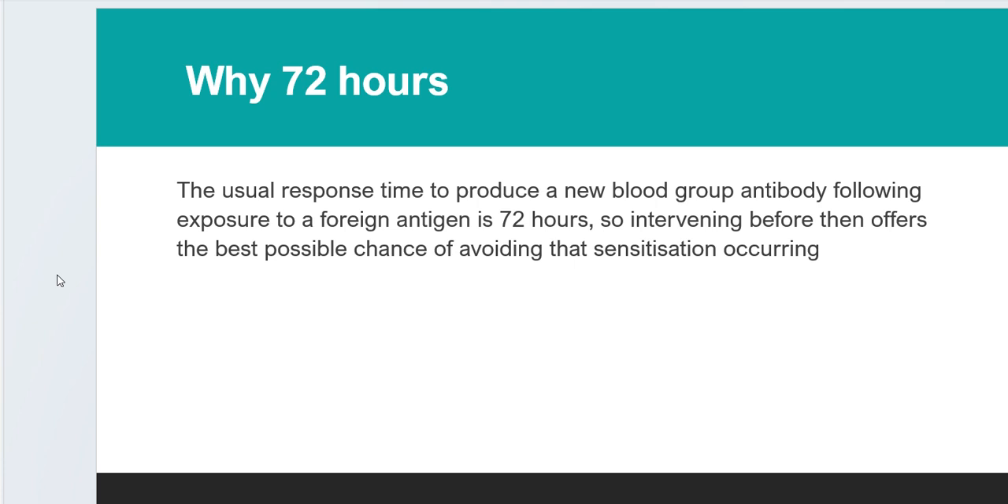Why is the term 72 hours used? The usual response time to produce a new blood group antibody following exposure to a foreign antigen is 72 hours. So intervening before then offers the best possible chance of avoiding sensitization occurring.